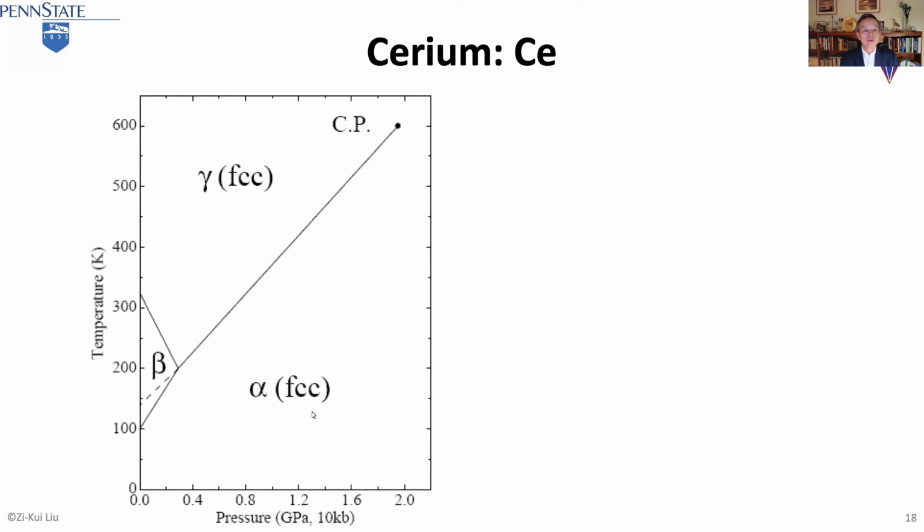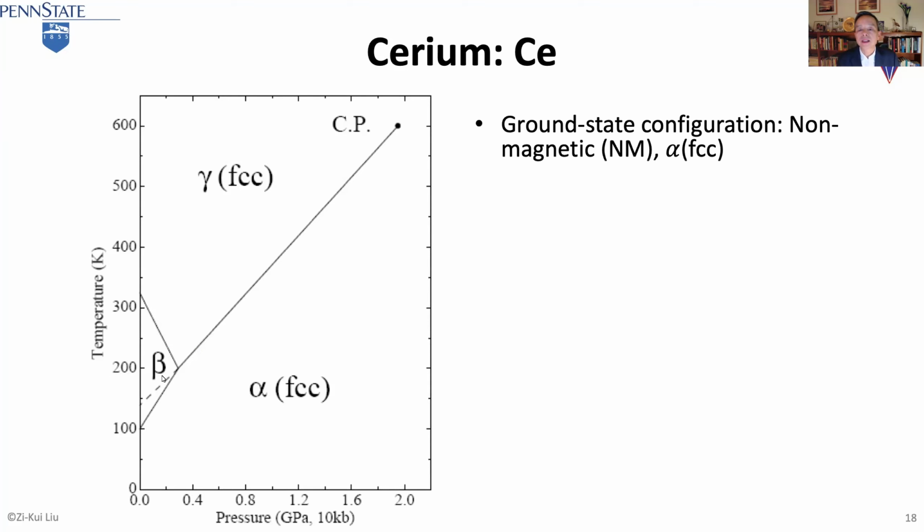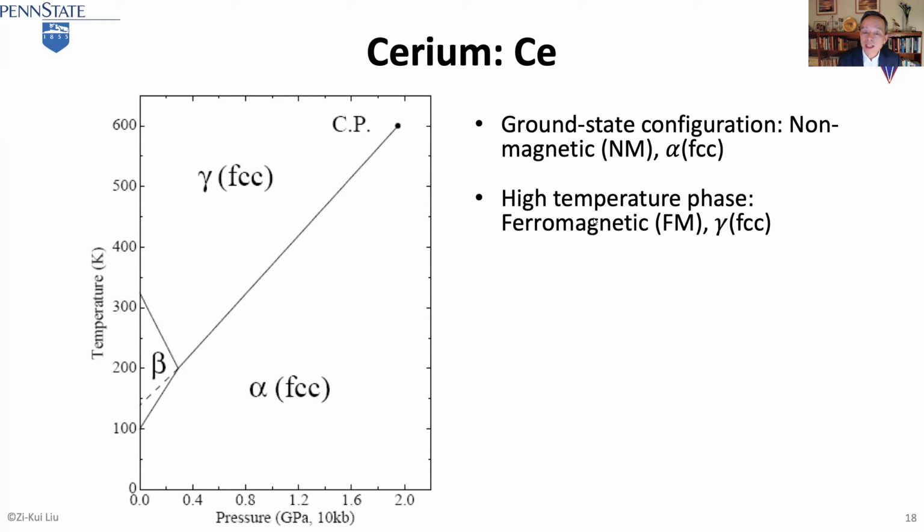So let's look at the cerium phase diagram. There's a temperature and pressure phase diagram. We can see I have three phases: gamma, alpha, and beta. Let's temporarily ignore the beta phase. The ground state configuration of cerium, basically 0 Kelvin, 0 pressure, is non-magnetic. Then at high temperature it becomes magnetic, which is ferromagnetic in this case, the gamma phase.